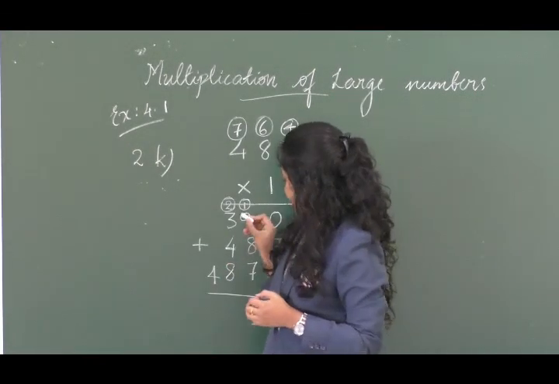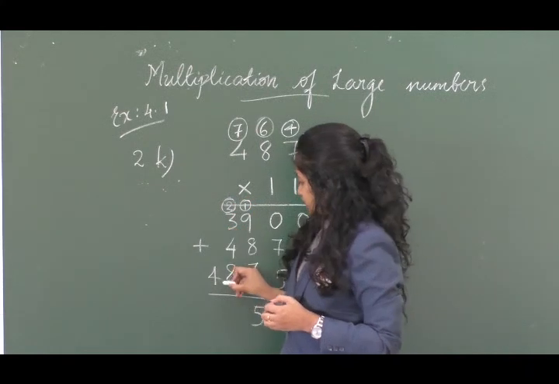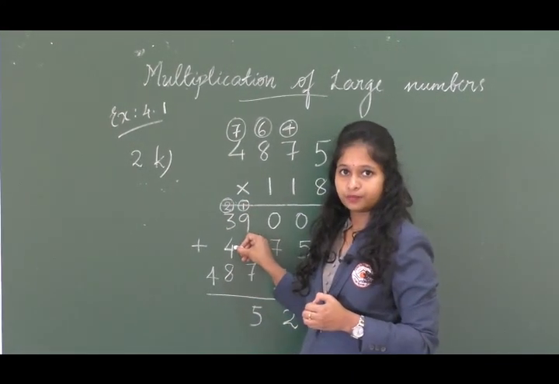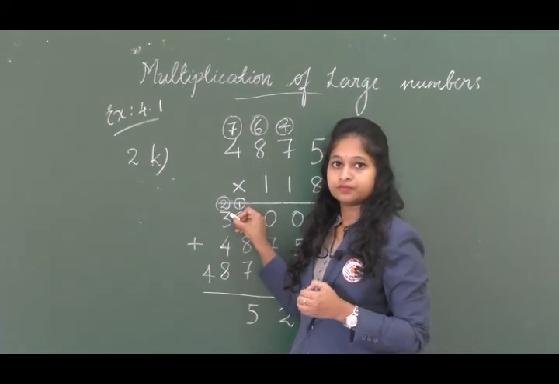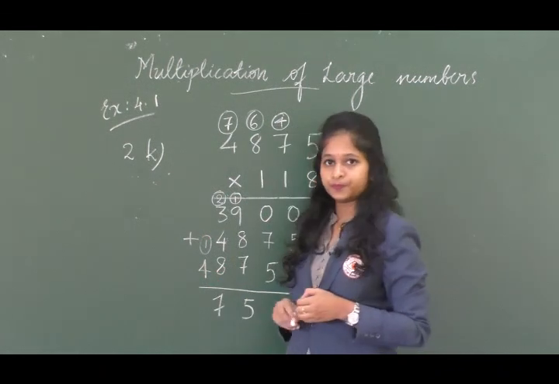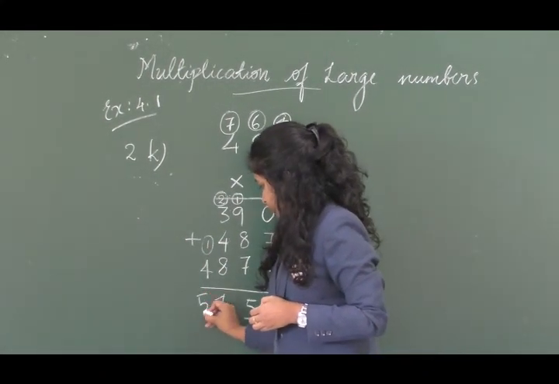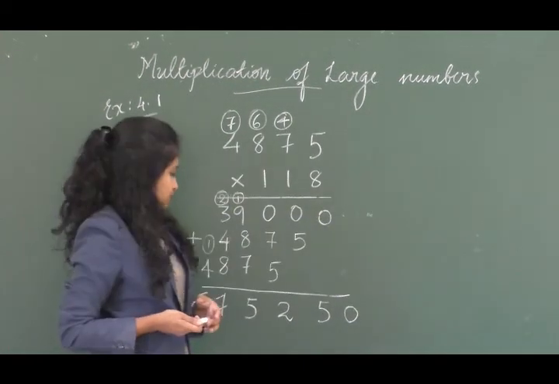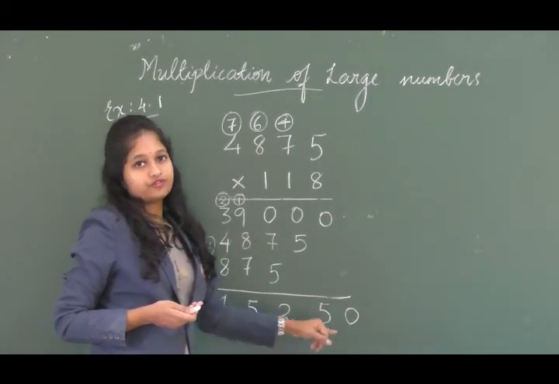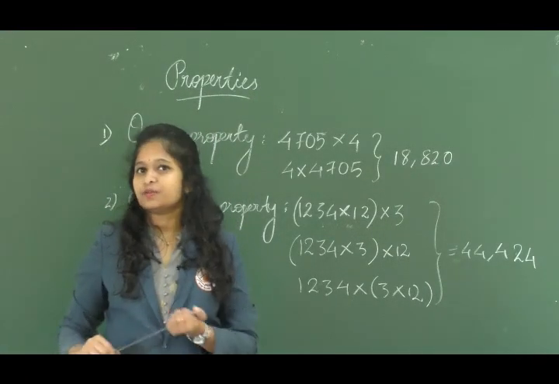Now add all. 8 plus 2 we'll add first. 8 plus 2 is 10. 10 plus 4 is 14. 14 plus 3 is 17. Write 7 here and 1 here. Now what is 4 plus 1? It is 5. Now what is the total answer? It is 5,75,250. So children, we have already learned properties of addition and subtraction.